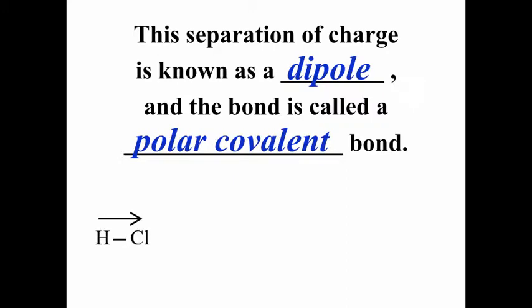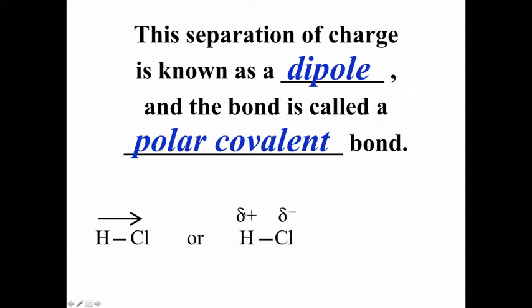And how we represent a polar covalent bond is one of several different ways. One is we draw an arrow pointing from the atom that has the slight positive charge towards the atom that has the slight negative charge. So it's kind of the direction the electrons are being pulled in.